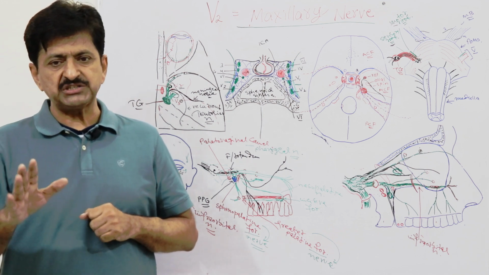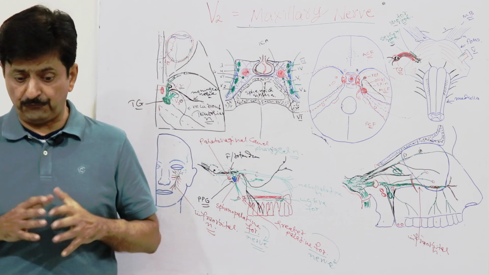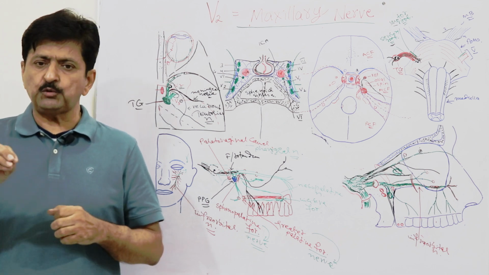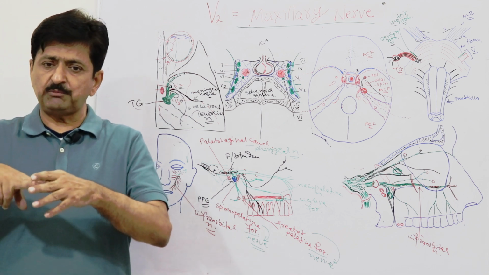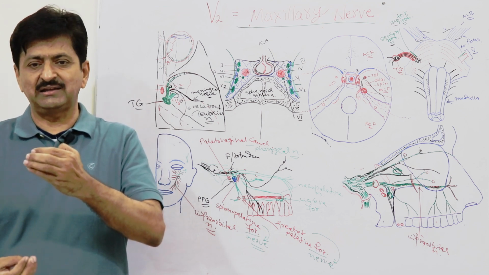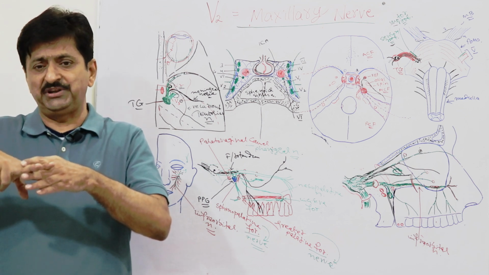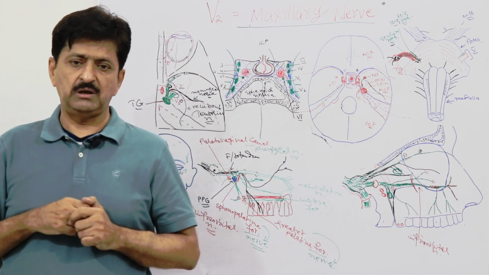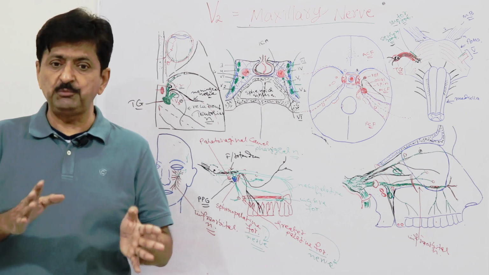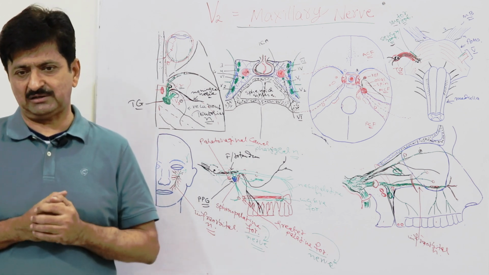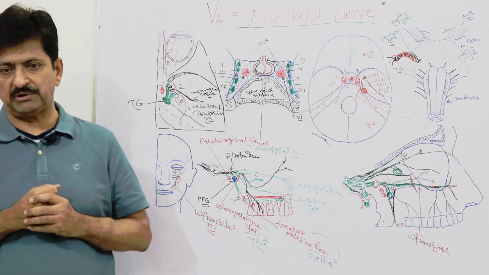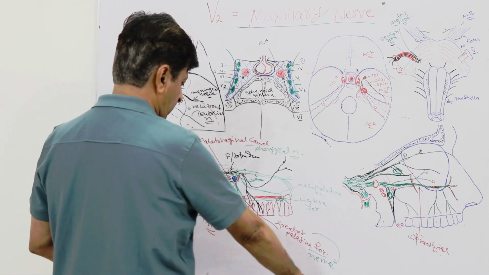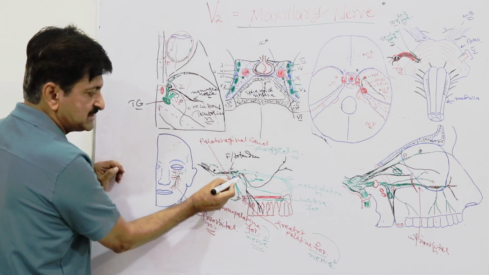But these are not the only branches of your maxillary nerve within the pterygopalatine fossa. These were the 4 branches which will be coming out of the pterygopalatine ganglion via communicating branches of your maxillary nerve. But besides the communicating branches, direct branches are also there, and there are 2 very important direct branches here. And I have given these 2 direct branches in black color here.